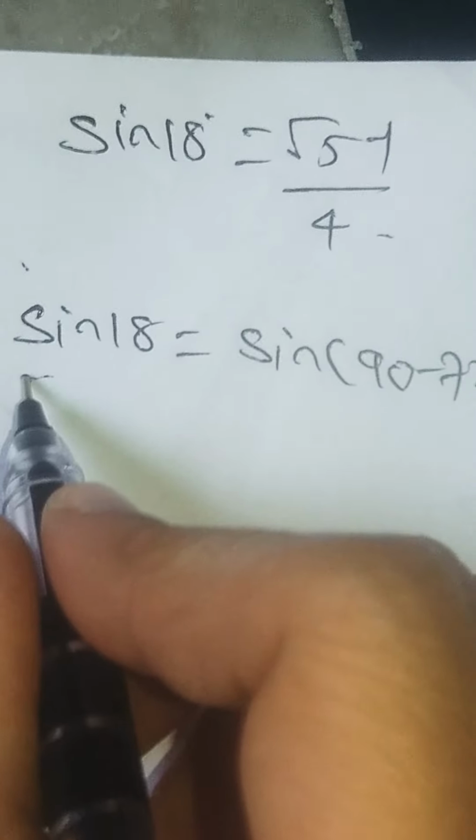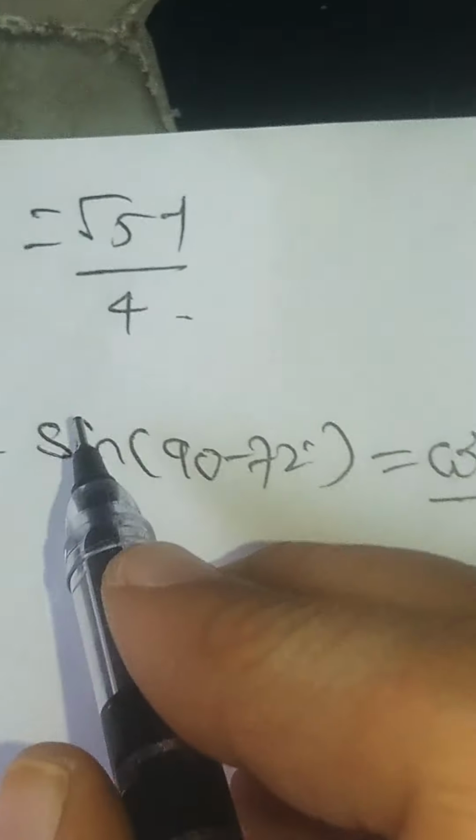But sin 18 can be written as sin of 90 minus 72 degrees. Sin 90 minus 72, 90 minus theta is cos theta. So we'll get here cos 72 degrees. So we'll get here sin 18 degrees is equal to cos 72, whose value is root of 5 minus 1 by 4.